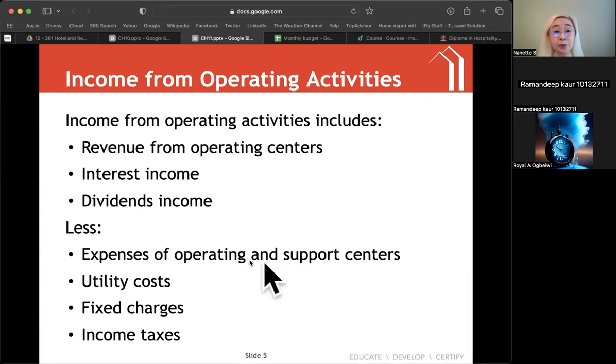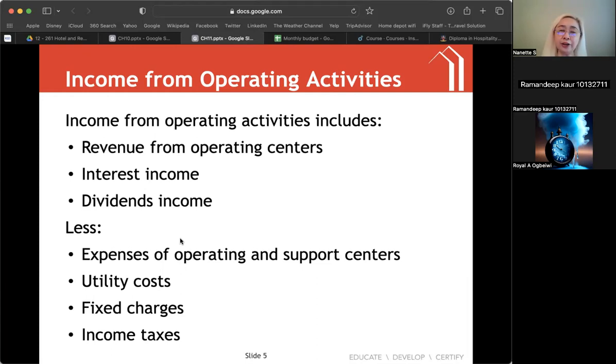Now, your operating and support centers, these are departments in the hotel that don't really earn income, but you need them in the operation of your business. So what are the examples of operating and support centers? So support centers in selling of your rooms. Of course you need your rooms to be clean, right? So your support center there would be housekeeping. You need to sell the rooms, market it. So the support center would be sales and marketing.